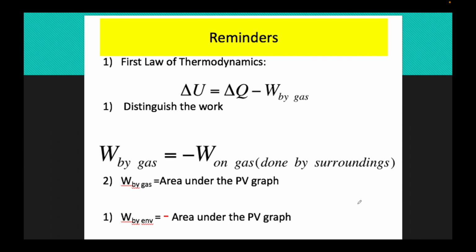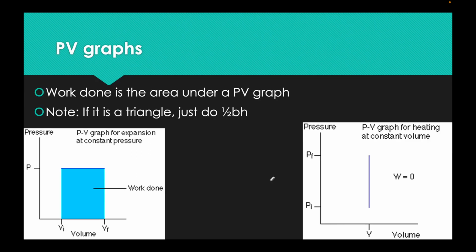So a reminder, first law of thermodynamics, total energy is the heat minus the work done by the gas. Okay, so the work done by the gas is the opposite of the work done on the gas, so that will become negative. You can also find the work done if you have the graph. You can just find the area under the PV graph. And if it's done by the environment, it'll be a negative of that.